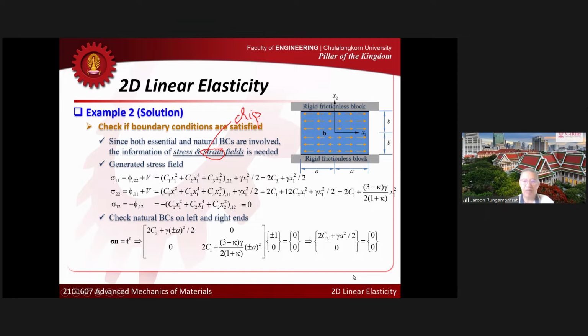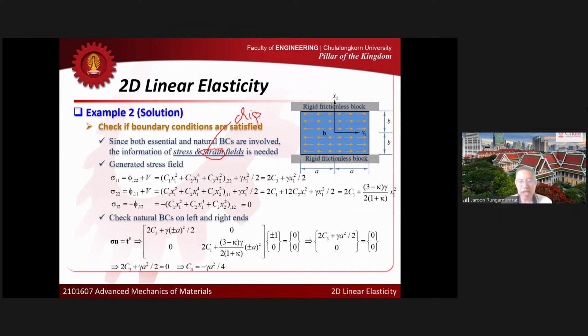So this ends up with this condition, right? I just take the product here, so I end up with this equation. You can see that the second component of the traction is satisfied automatically, but the first one cannot be satisfied automatically. It can be satisfied if C3 makes the term here equal to 0. So this will give me this condition.